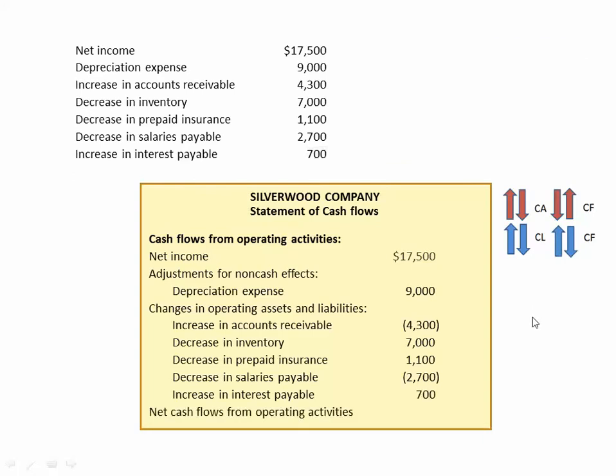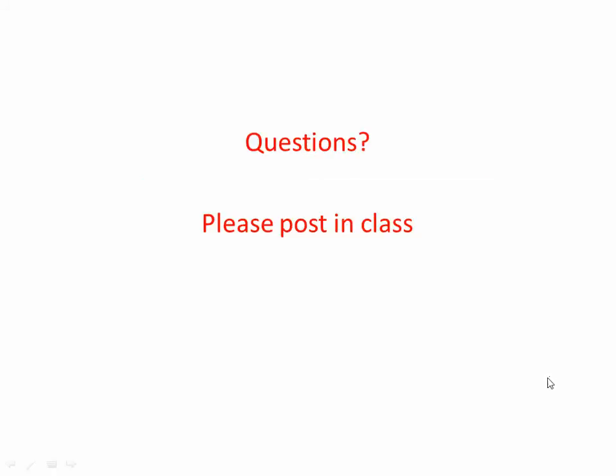And that is net cash flow from operating activities. You add all these up. Add, subtract, add, subtract, add. We get 28.3. And if we did this with the direct method, you'd get the same result. You'll get 28,300.